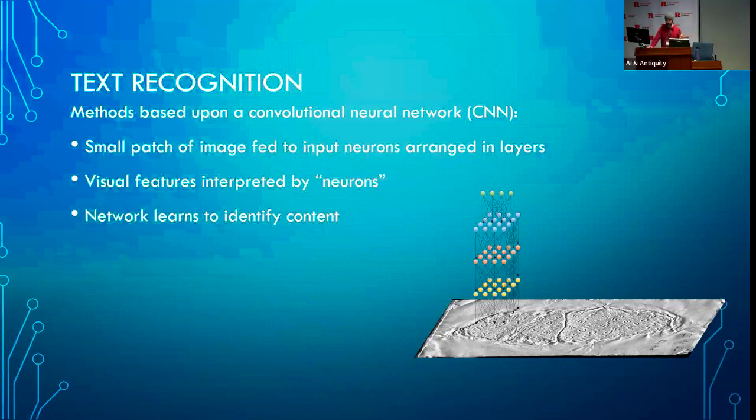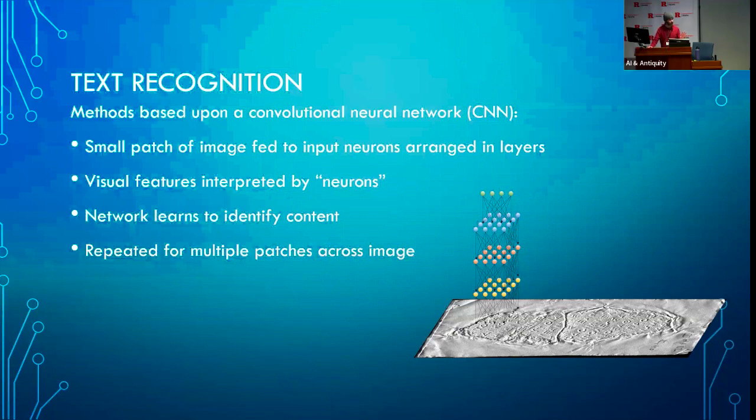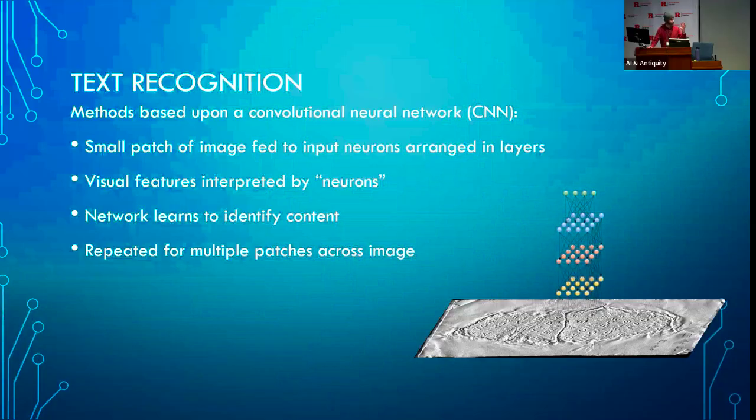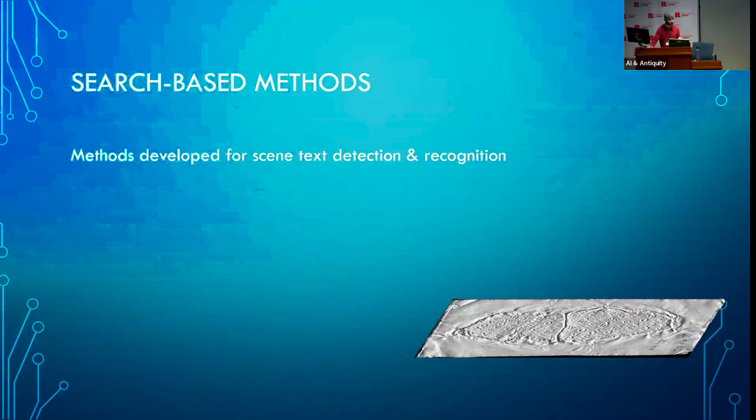An important aspect of a CNN is that it is patchwise, right? It's not doing everything all at once. It's going across the image, looking at different pieces here and there to try to create its final understanding of the image.